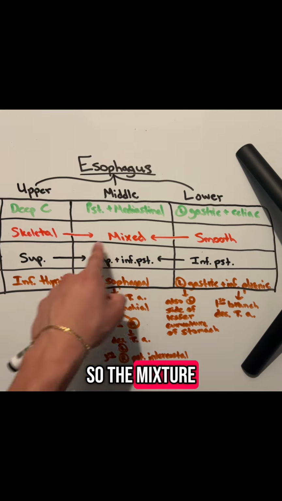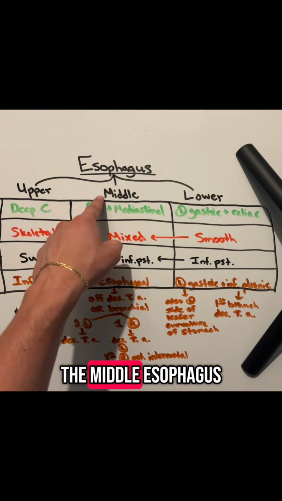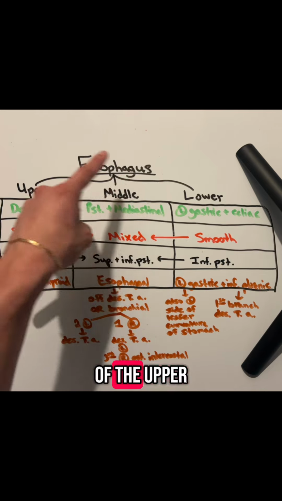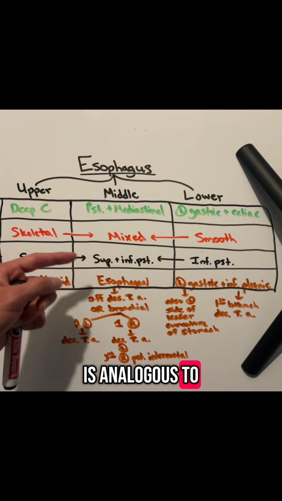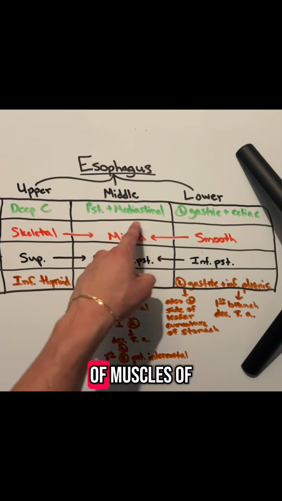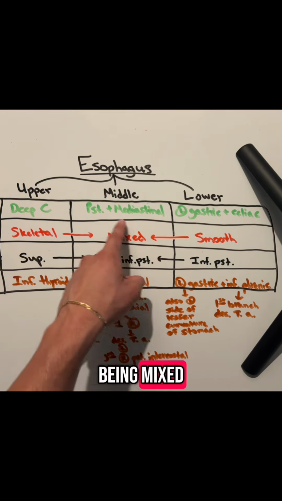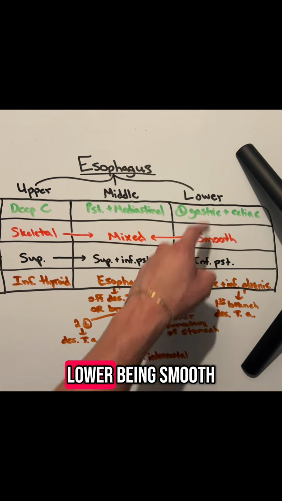So the mixture of mediastinums of the middle esophagus, specifically the mixture of the middle of the upper and lower, is analogous to the different types of muscles of each portion of the esophagus, with the middle being mixed, the upper being skeletal, and the lower being smooth.